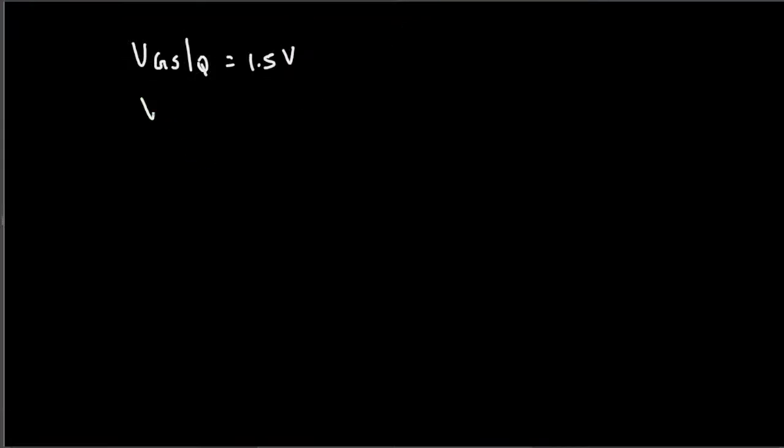And VGS at point B, also the same thing, I calculated to be 1.605. The difference between the gate-source voltage at Q and B will give you the largest amplitude of the sine wave voltage applied to the input in order to keep the transistor in saturation. So we can mention that one here.